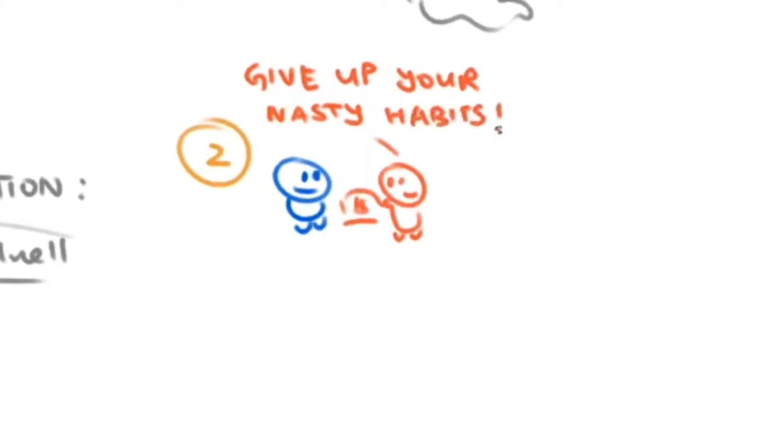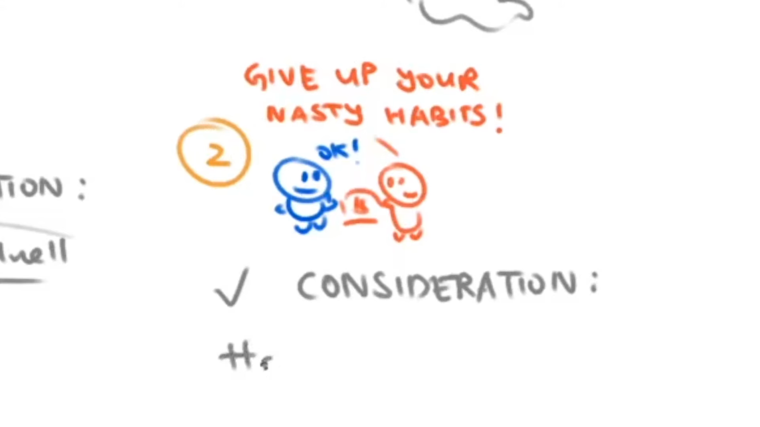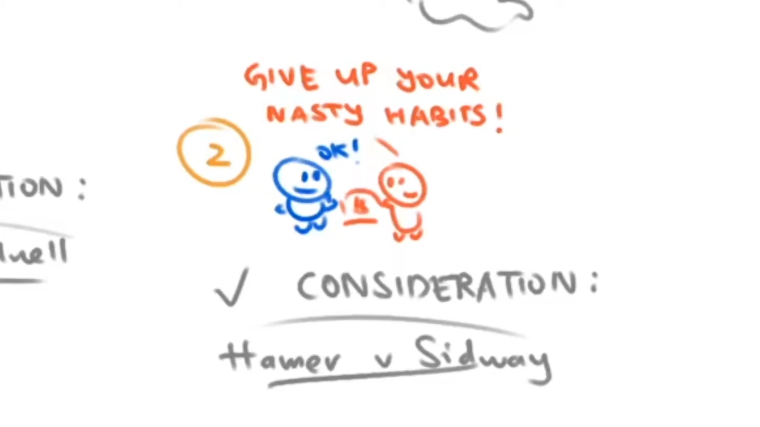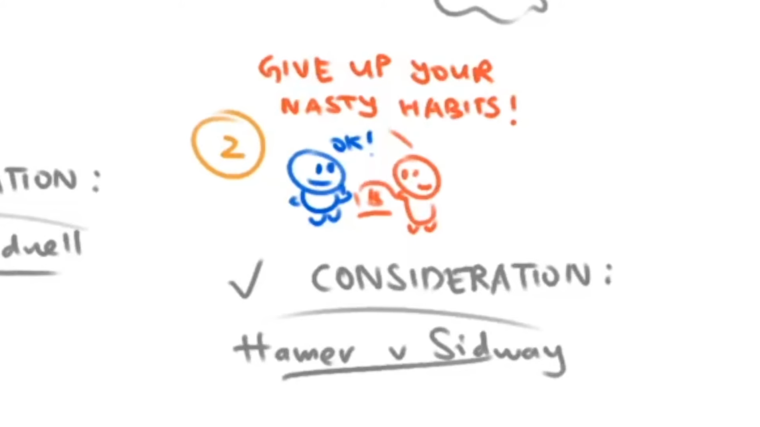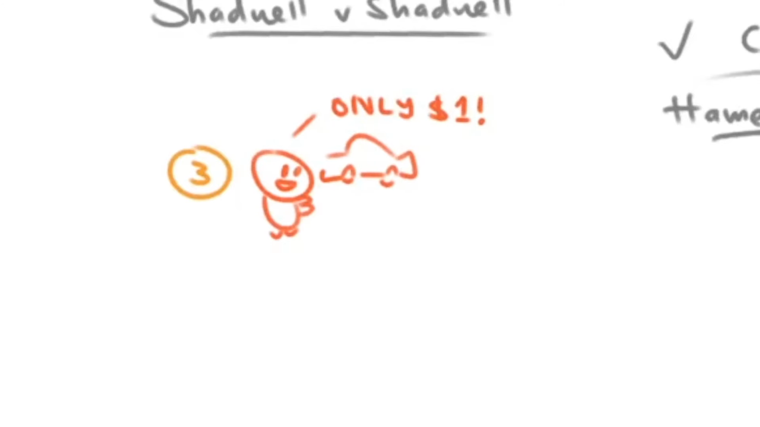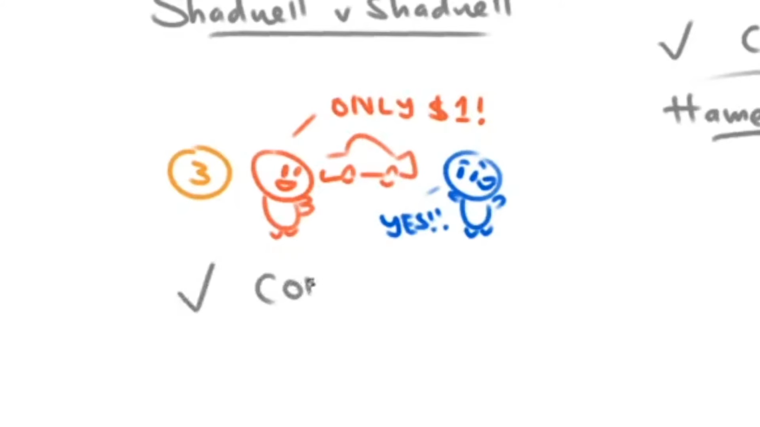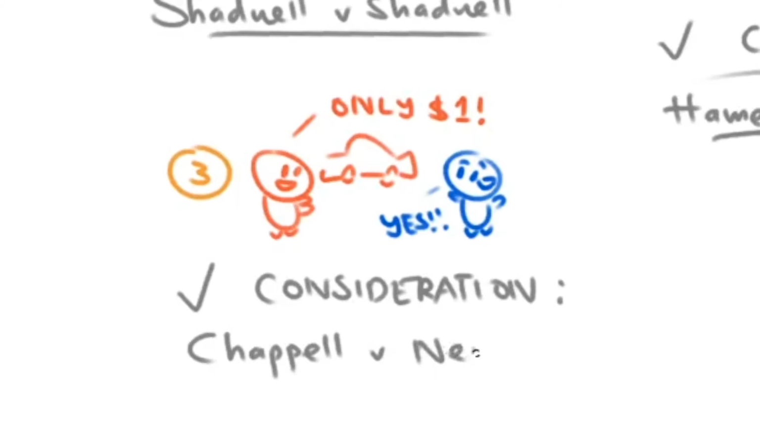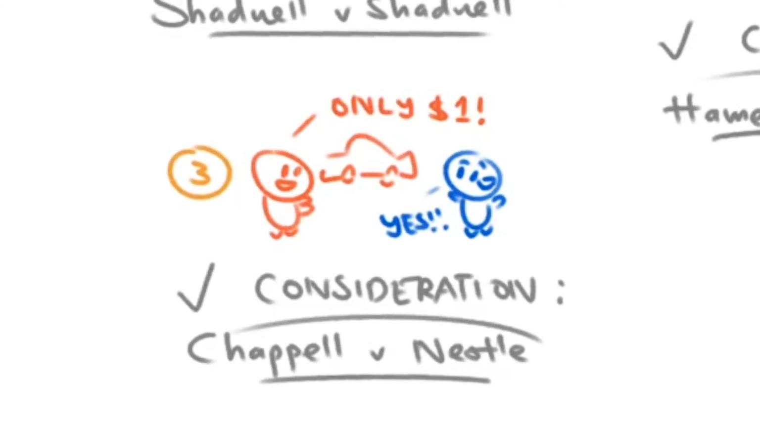Or let's say you promise your uncle that you'll give up your bad habits, and in exchange, he'll pay you some money. Your uncle hasn't benefited at all from your promise, but guess what? Those are exactly the facts of the Hamer and Sidway case, where the court found that a bearing of detriment also counts as consideration. Even better, let's say that in exchange for your promise to give me your car, I promise to pay you $1, and you agree to it. This isn't just valuable consideration in accordance with the Chappell and Nestle principle. It's actually common practice in the commercial world.